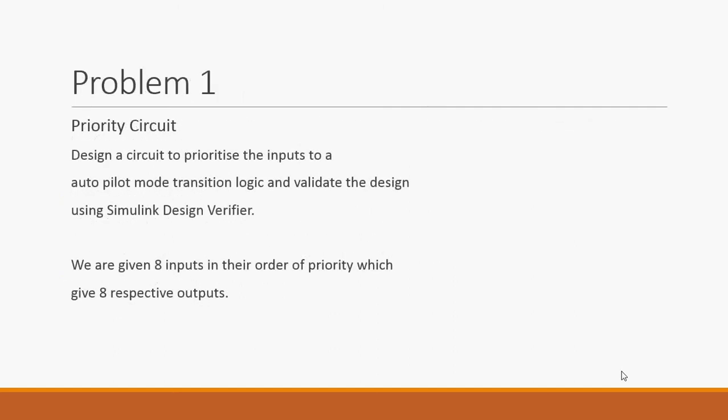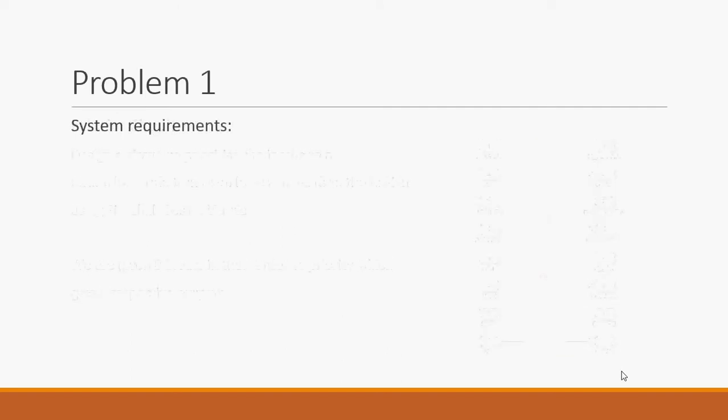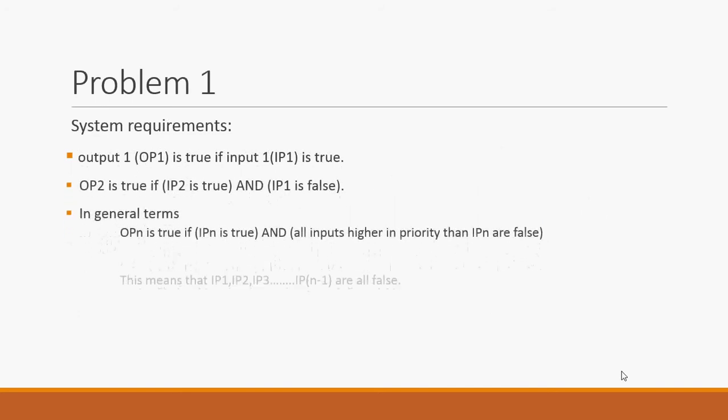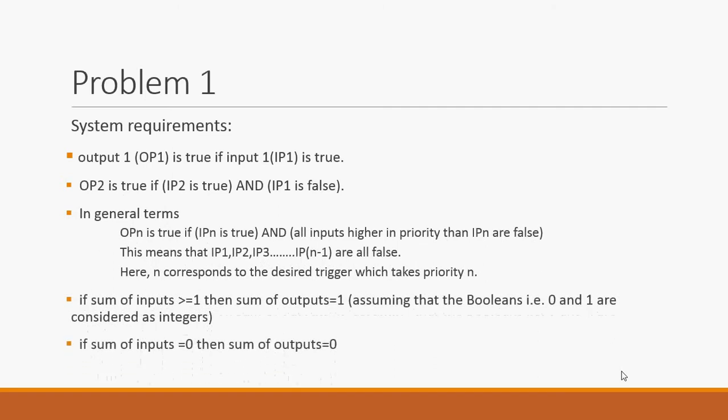Moving to problem number one. We had to design a circuit to prioritize the inputs to an autopilot mode transition logic and validate the design using Simulink Design Verifier. As per system requirement, an input 1 would give a true output or Boolean 1 output if that input was true and all other inputs of higher priority were false. For example, for output 6 to be true, input 6 must be true and inputs 1 to 5, which have a higher precedence than 6, must be false.